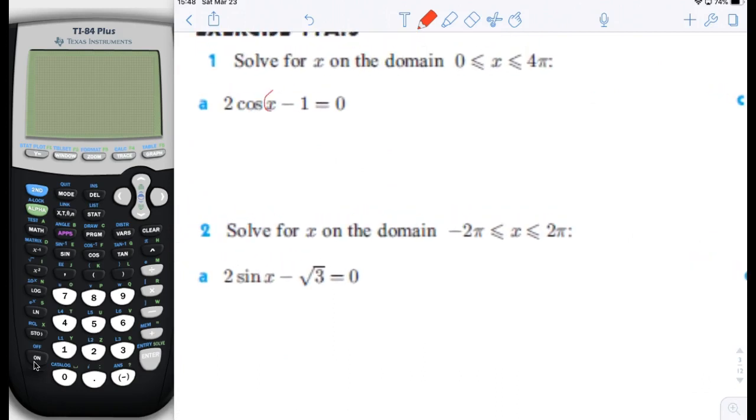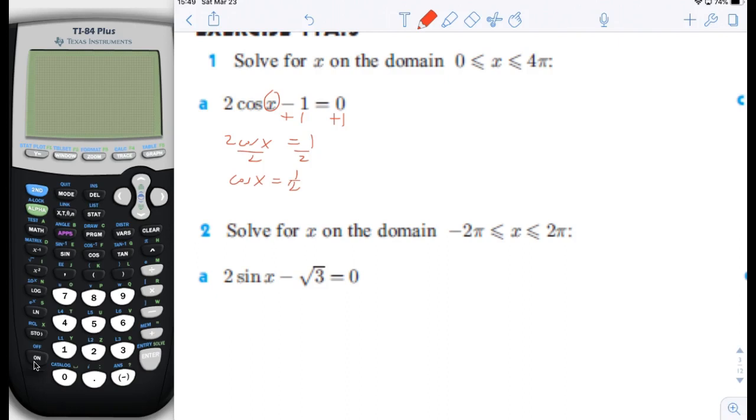Remember, our objective with algebra is always to isolate the x. So the first thing we want to do is start from the outside, which is negative minus 1. We're going to add 1 to both sides. That'll give us 2 cosine x equals 1. Now we want to get cosine x by itself, so we divide both sides by 2. So we get cosine x equals 1 half.